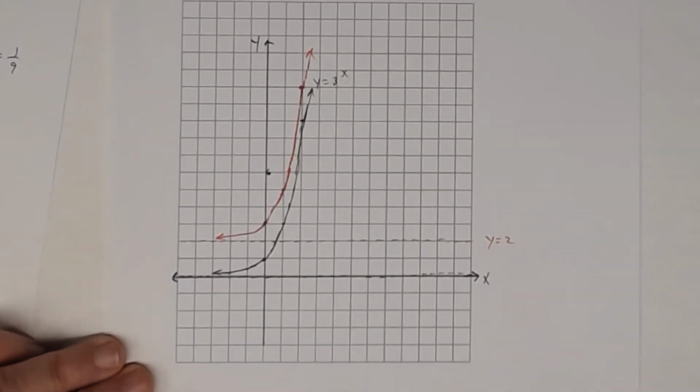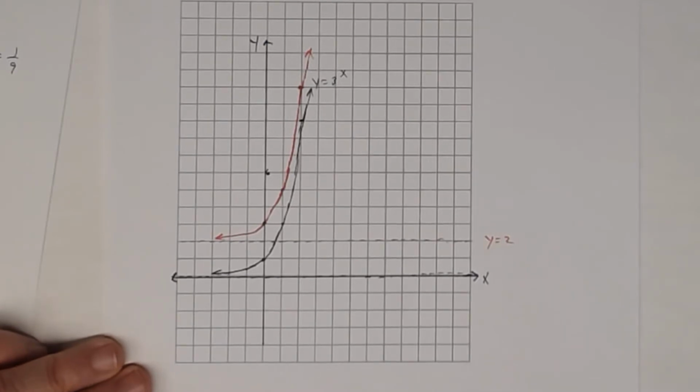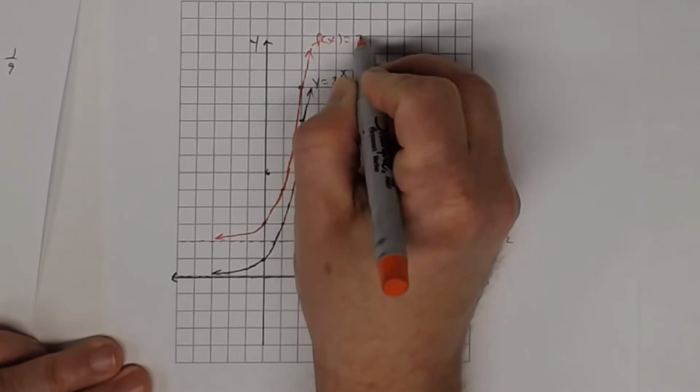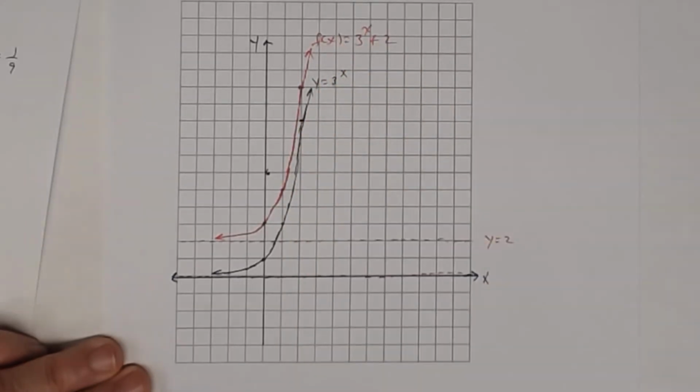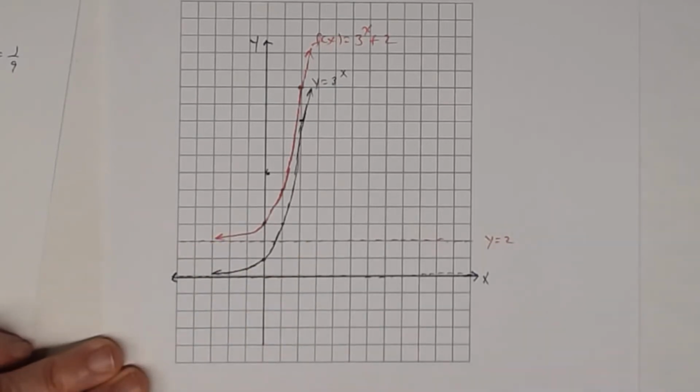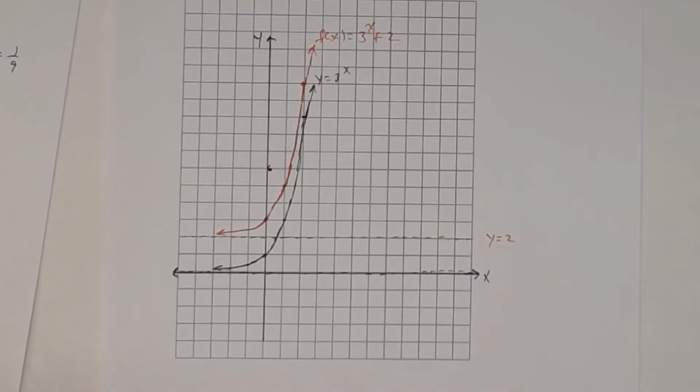All right, so that's the graph of this right here. The orange one is f of x equals 3 to the x plus 2. So you shift the parent function up 2 units. All right. Okay, so that was the first example. Now let's suppose you want to graph this.